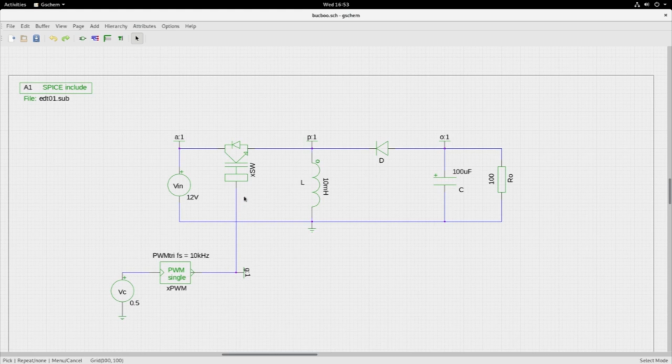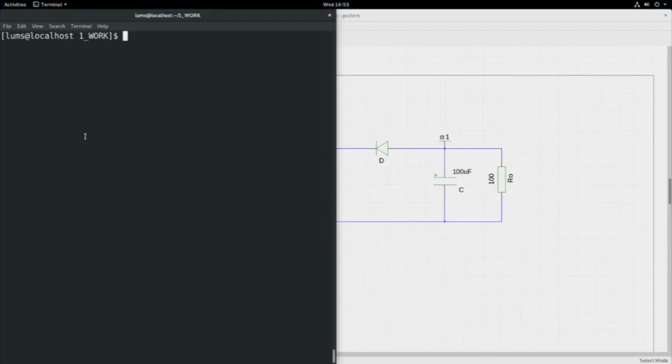The subcircuits for this control switch and the PWM block are placed within this file edt01.sub. Let us now simulate this. First generate the netlist and then simulate it. Let us open the command window and let me type in the command for generating the netlist.